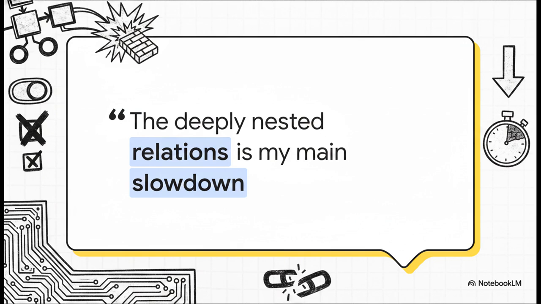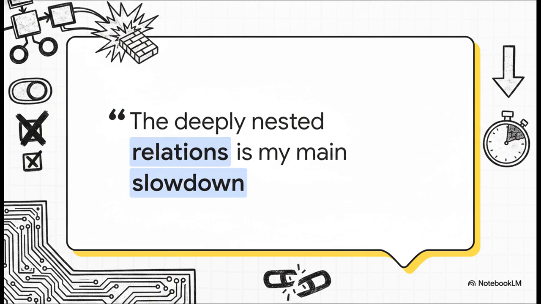Just take a look at this quote from a discussion among power users. Reddit user spaff_notes: "The deeply nested relations is my main slowdown. In certain situations, it's totally bricked my workspace." To deal with this, some users are actually resorting to building manual kill switch checkboxes into their databases just to tell Notion, hey, please don't run this formula right now, I just need the page to load.